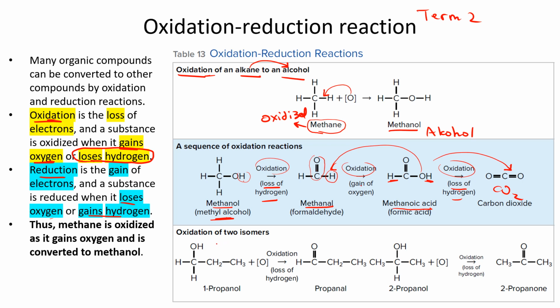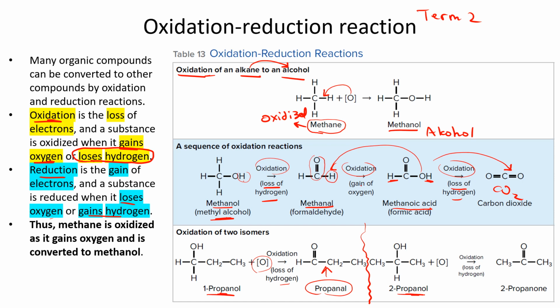Now, sometimes you can have 2 isomers, okay? For example, 1-propanol and 2-propanol. They are structural isomers, right? So both of them are oxidized, okay, through gaining oxygen and losing hydrogen at the same time. So if 1-propanol is oxidized by getting oxygen and losing hydrogen at the same time, you will get propanal, an aldehyde. Okay.